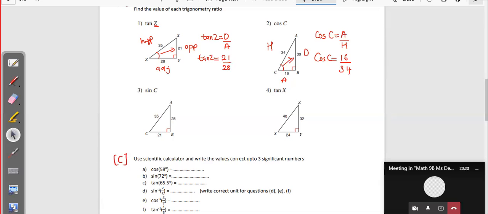Next, sin C. So again, angle C they said. So according to the angle C, the opposite length, that is this AB is the opposite length, so opposite side.